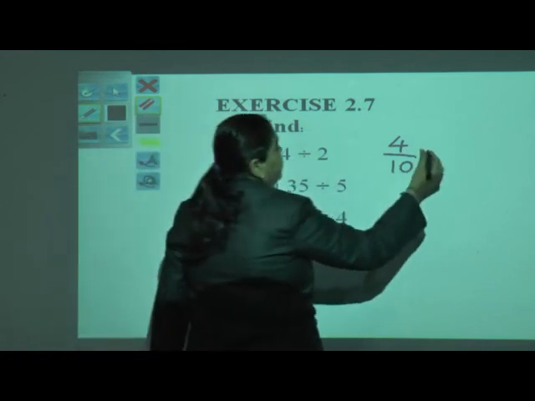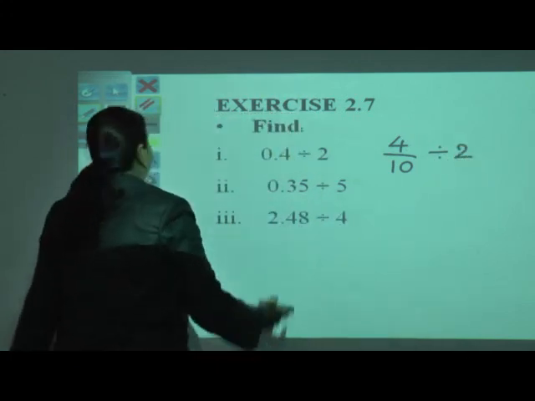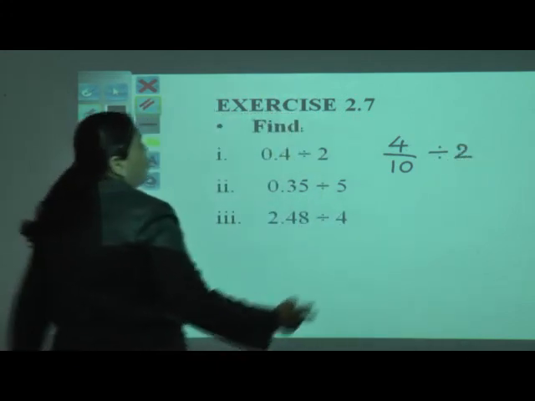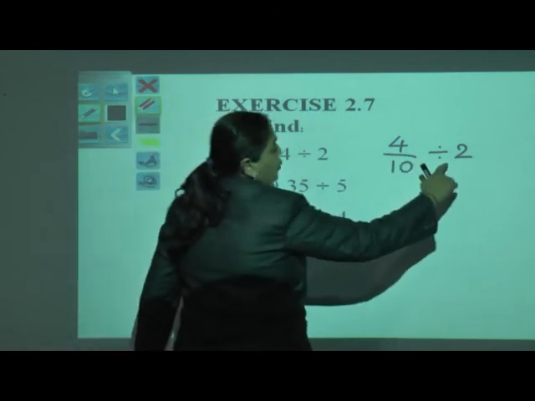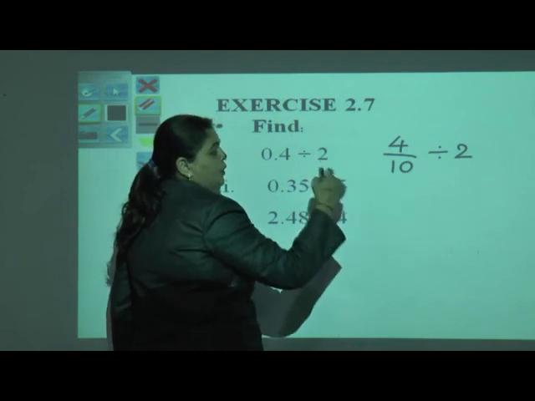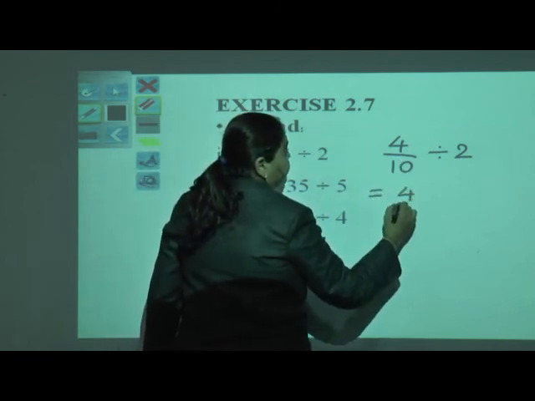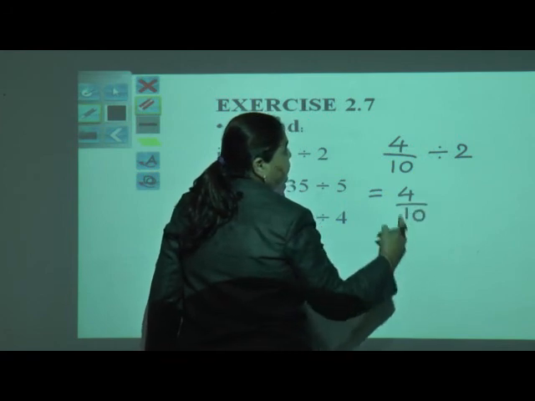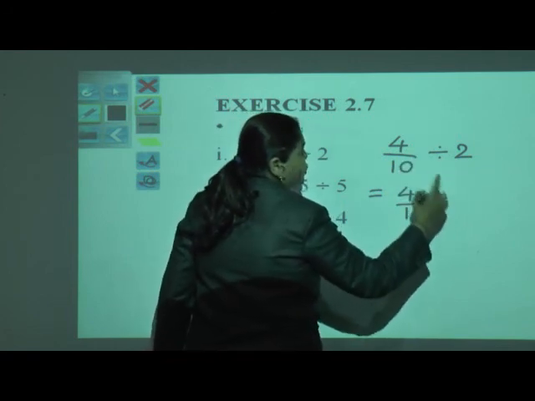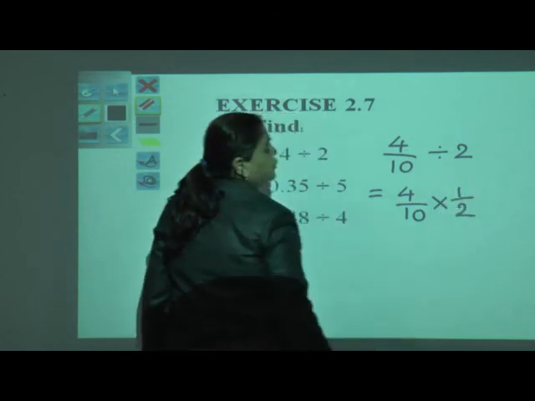I will write the division as it is, divided by 2. I told you that when it is divided by 2, or any whole number, we have to imagine it as a upon 1. So for the reciprocal, the next step will be, we write as it is 4 upon 10, turn it into multiplication, and write the reciprocal form, which is 1 upon 2.